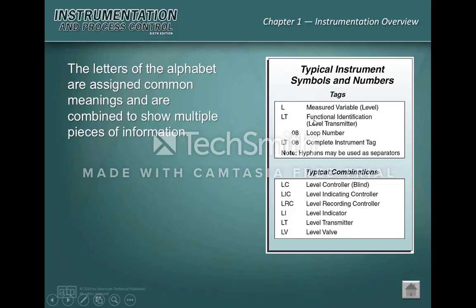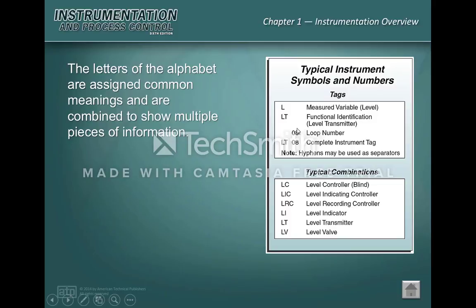The second is functional identifier. Okay, it can be an indicator, it can be a transmitter, it can be a recorder. So we're measuring level, and now we're going to measure it and do what? In this case, it happens to be a level transmitter, T for transmitter. So we're going to take the information about our level and transmit it to something, some other controller or a display, something that's going to use this.